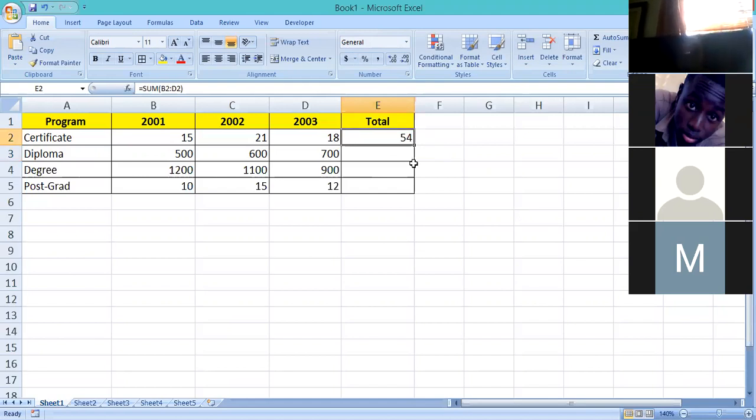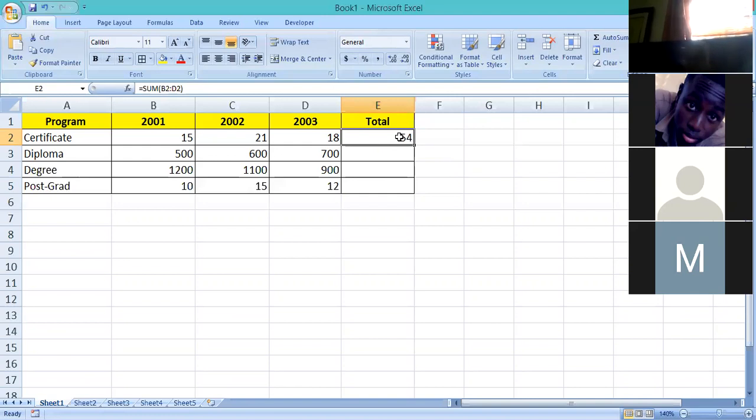Now, to find each of them, you would have to type another formula, right? It would be equal sum, but this time it would be B3 to D3. To find this one, equal sum, B4 to D4. Next one, equal sum, B5 to D5, right? Everybody get that? That's what we have to do, right?